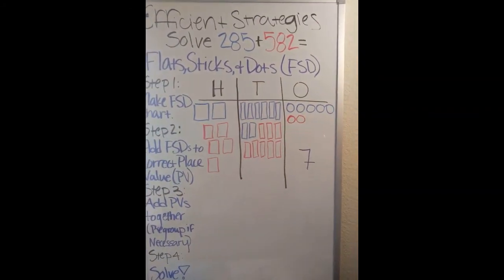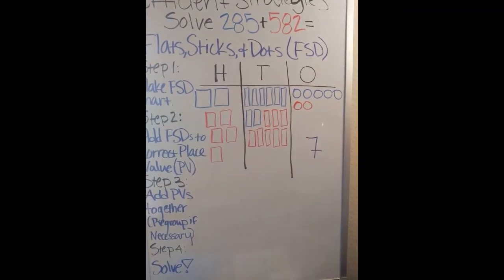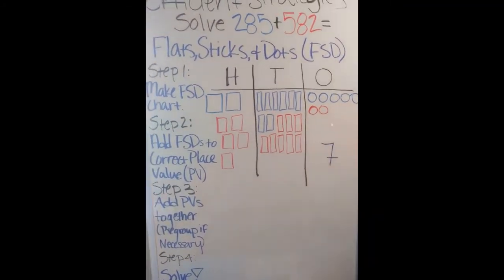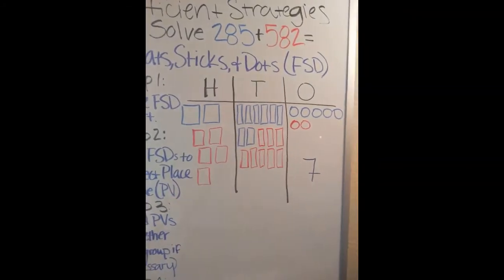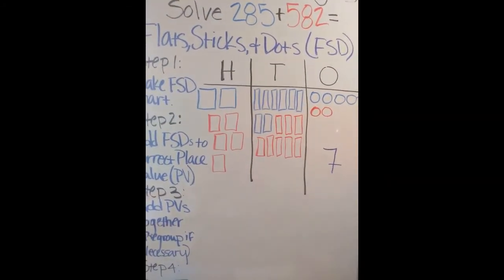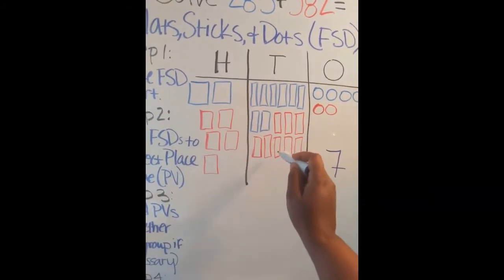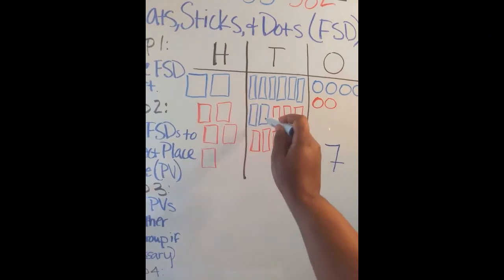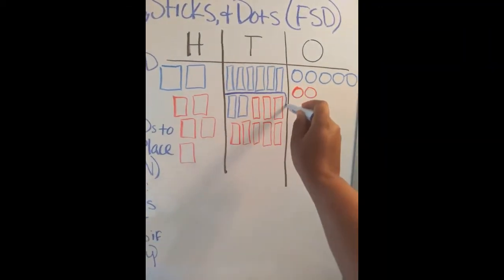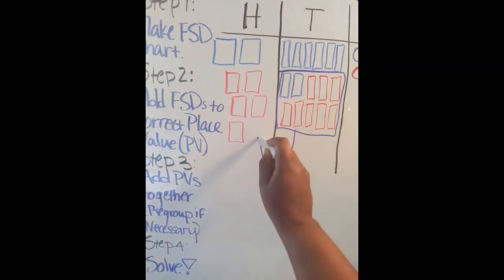Each time we regroup, we make sure that we're sending 10 of the items in the place value over to the next place value. So let's go ahead and carve out 10 of our tens so we can move them to the next place value. So let's count them. 1, 2, 3, 4, 5, 6, 7, 8, 9, 10. We want to take this whole bottom part here and move this over to this side.